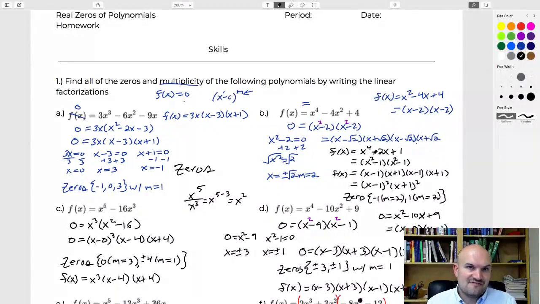Because one thing I've found teaching this section is a lot of students really struggle with the multiplicity, algebraically, finding that multiplicity, as well as graphically, like how the multiplicity is going to affect the graph. So either way, I hope that helps.